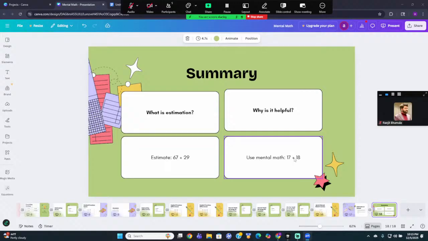So 18 plus what is equal to 20? That would be 2. So we need to take 2 out from 17 and add it to 18 to make it 20. When we do that, 17 becomes 15 and 18 becomes 20. So 20 plus 15 is equal to 35. That's how we use mental math to solve 17 plus 18.